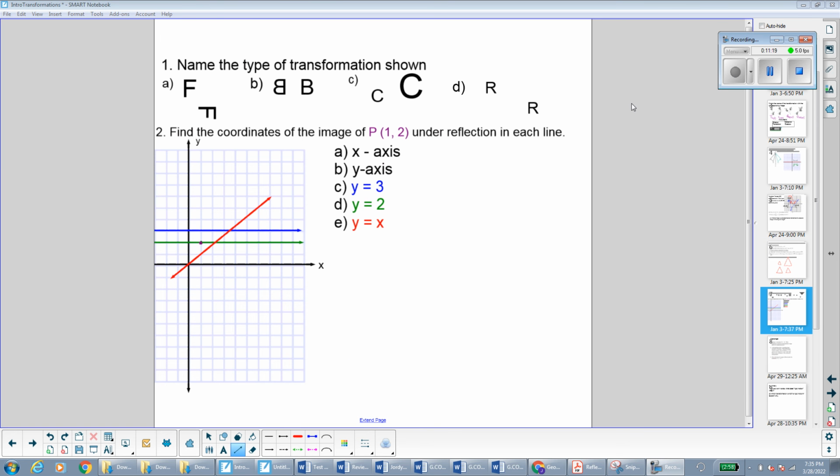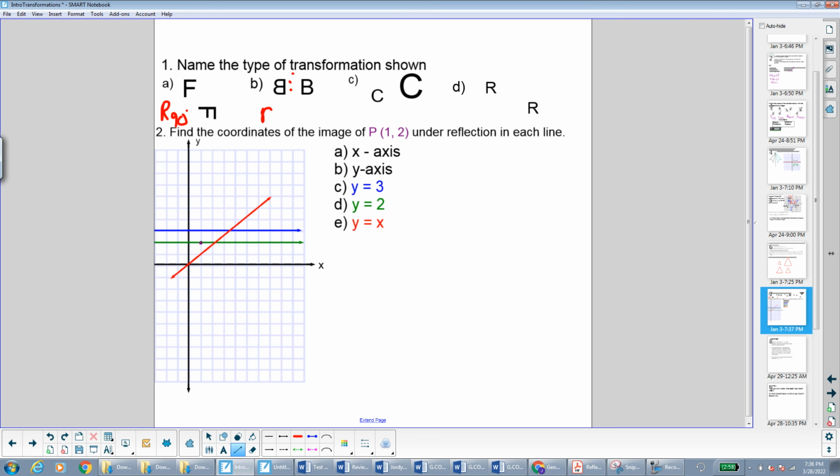Take a second and answer the following questions. What kind of transformation is shown in each of the following images? If you said rotation for A, you would be correct. And specifically, that is a rotation of 90 degrees. For B, if you said reflection, you would be correct.